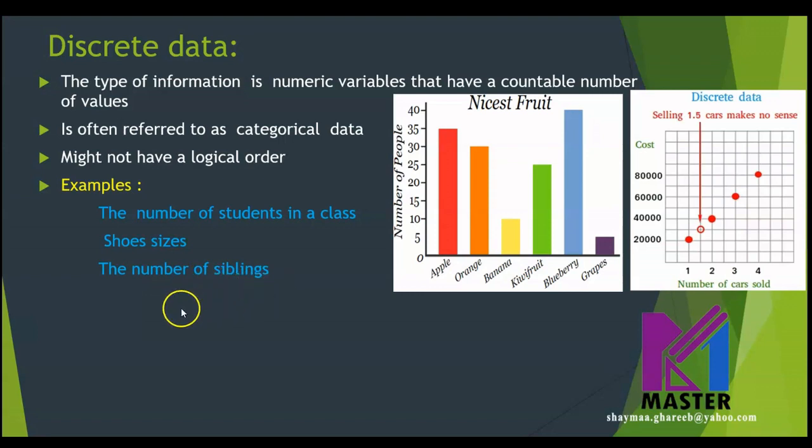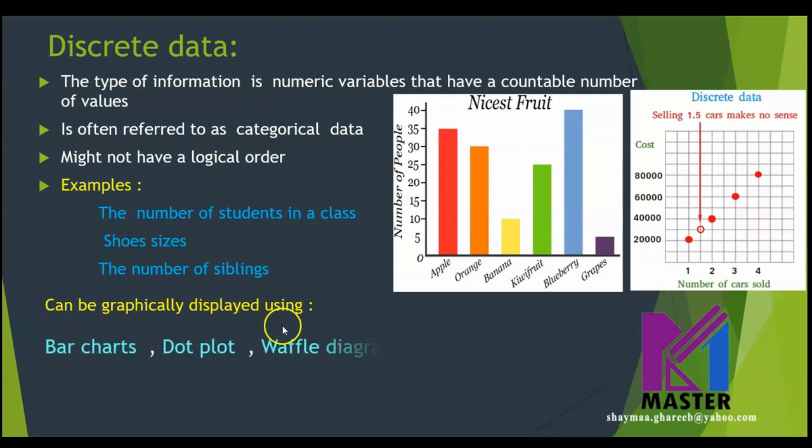The number of siblings and so on. This type of data, the discrete data, can be graphically displayed using the bar chart or the dot plot or the waffle diagram or the pie charts. So all these graphs can be used to display the discrete data graphically. Is this clear?